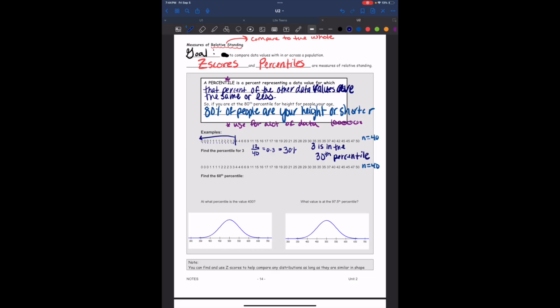Or you could go the opposite direction, and it says find the 60th percentile. So I need to find the data value that has 60% of the data values below it. If there are 40 data values, I can just find 60% of 40, and that comes out to 24. So I need to find the 24th value. The 24th value will have 60% of the data below it.